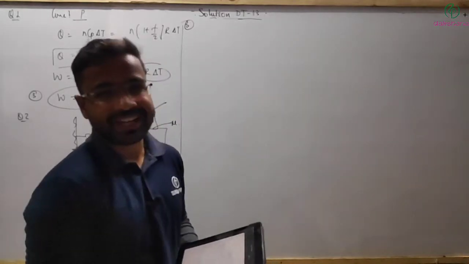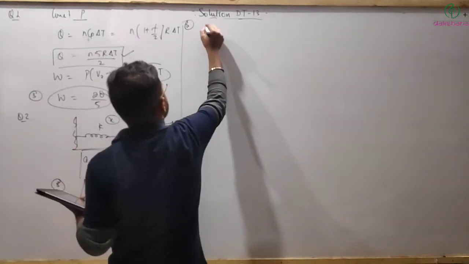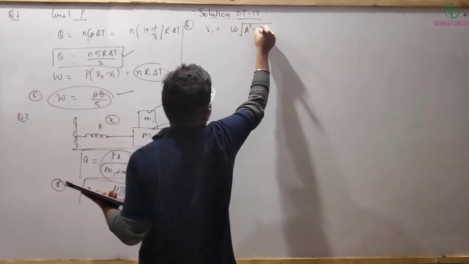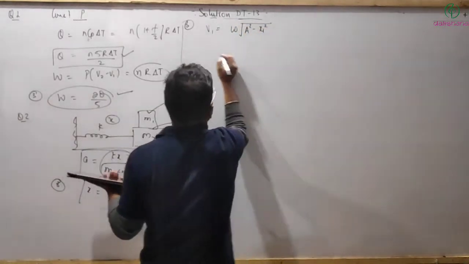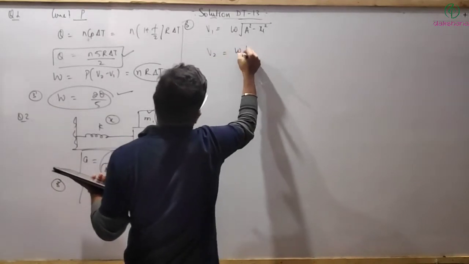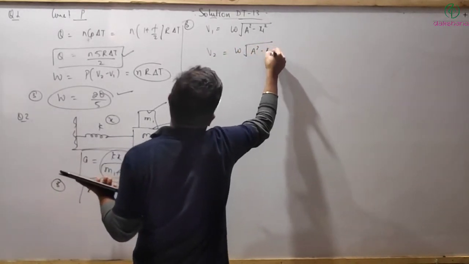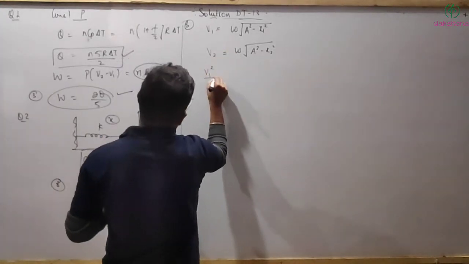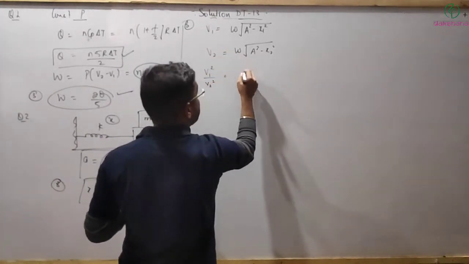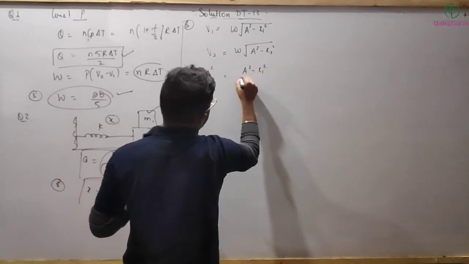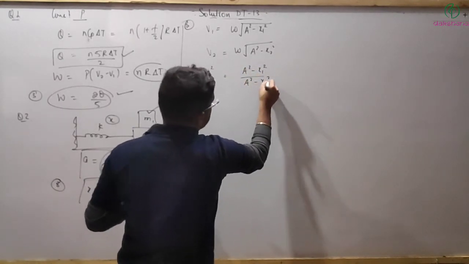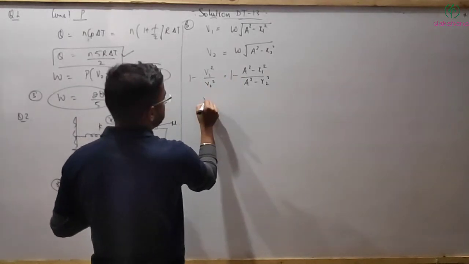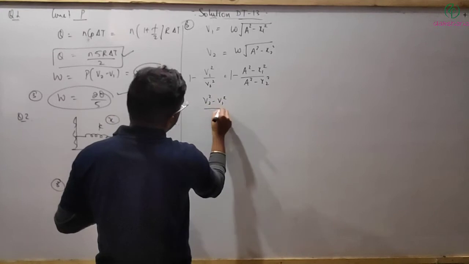तो यहाँ पे अपन को ओमेगा निकालने का है, then time period. So we know the relation between velocities. v1 is equal to omega times root over, let's say amplitude is a, a square minus x1 square, and v2 is equal to omega times root over a square minus x2 square, right? Squaring and dividing both of these, v1 square by v2 square comes out to be, omega gets cancelled, a square minus x1 square divided by a square minus x2 square, right? And I'm writing 1 minus this, 1 minus this comes out to v2 square minus v1 square whole divided by v2 square.